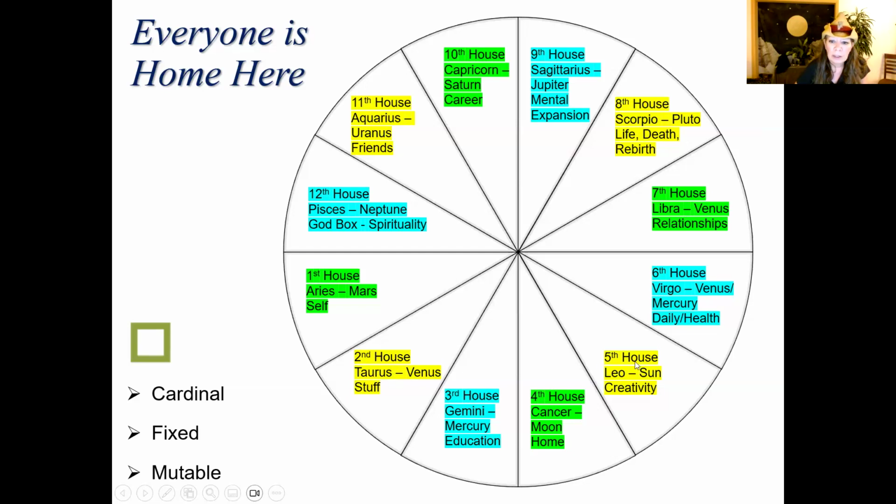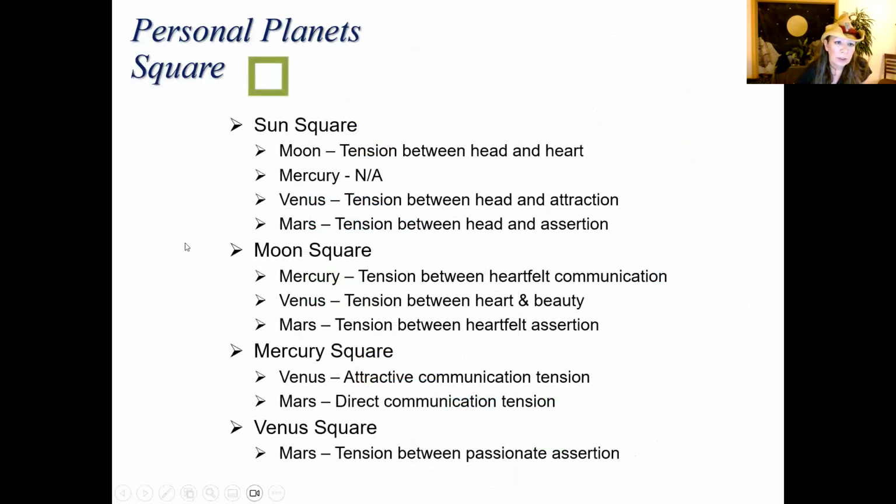Here's the fixed square. It literally is a square. So now you see 90 degrees apart right here, 90 degrees apart right here, 90 degrees apart right here, 90 degrees apart right here is a square. And here is a mutable square. So those are the squares. They see things, but they have the same goal in mind, but they approach it from four different elements. So they get on each other's nerves.